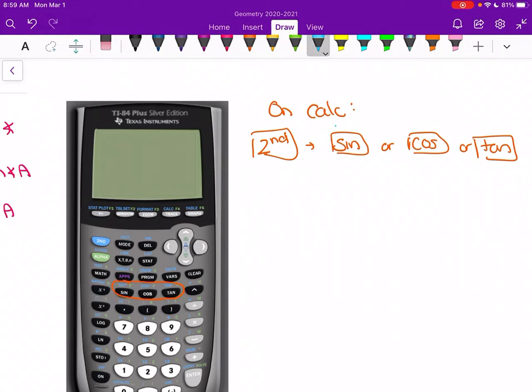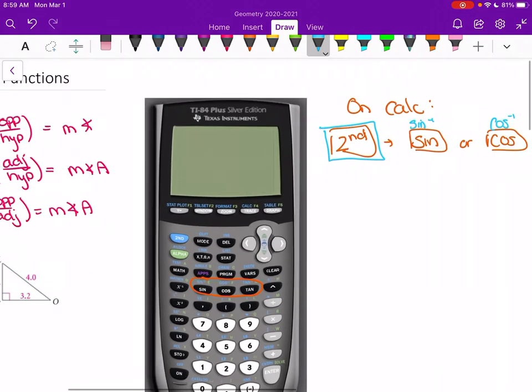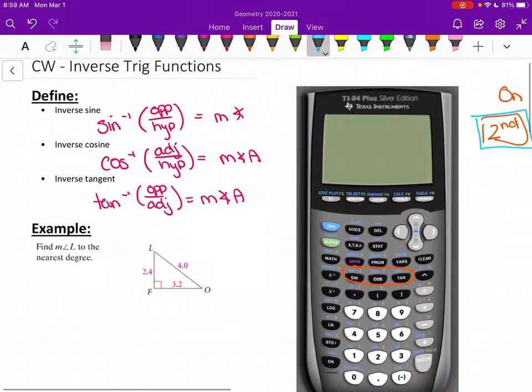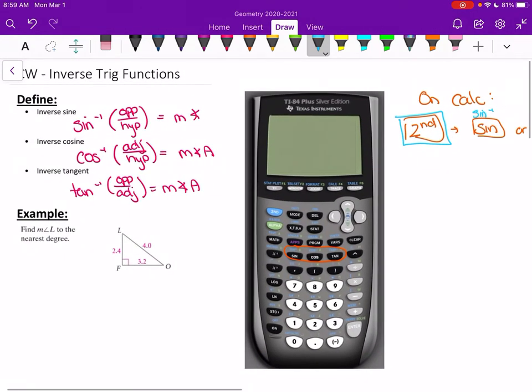And you can see that when you look at those buttons, sine, cosine, and tangent, right above them are these little things that say sine inverse, cosine inverse, and tangent inverse. And so how you are getting to those options is by pressing this second button, okay? Great.